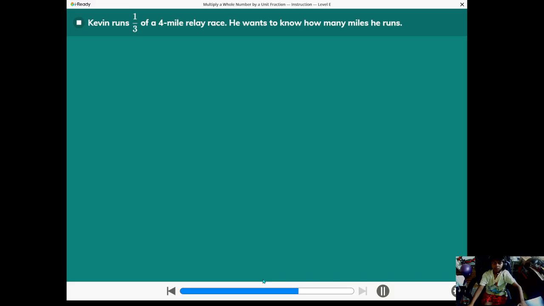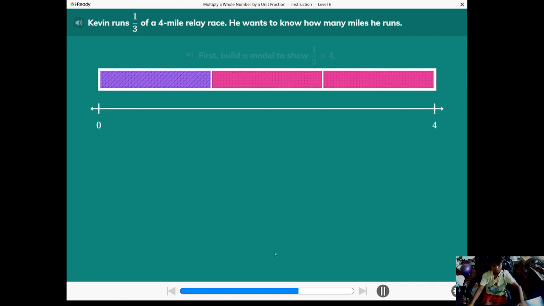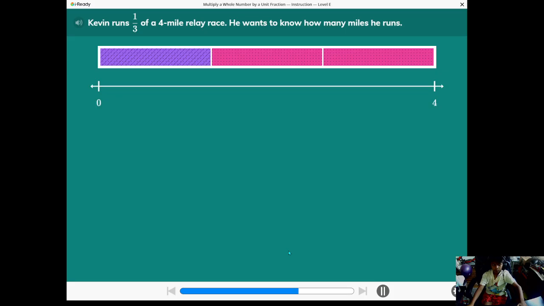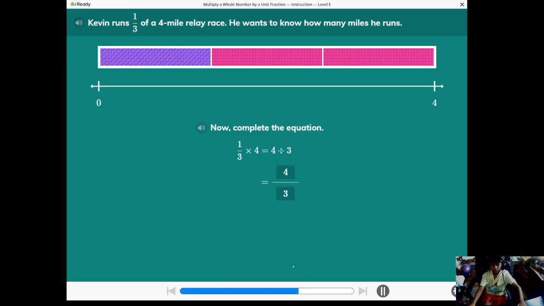Kevin runs 1/3 of a 4-mile relay race. He wants to know how many miles he runs. First, build a model to show 1/3 times 4. Next, choose the expression that is equivalent to 1/3 times 4. Now, complete the equation. Way to go! 1/3 times 4 equals 4/3. Kevin runs 4/3 miles.